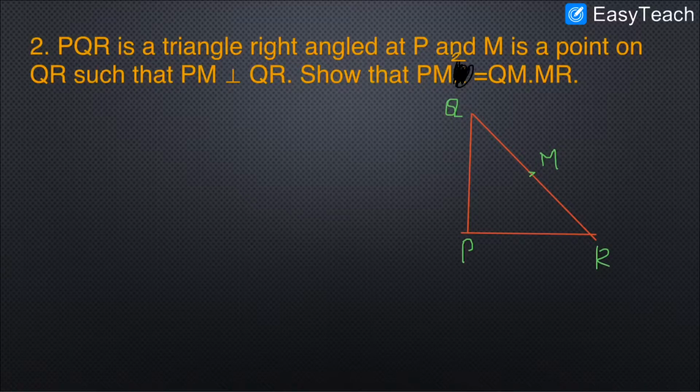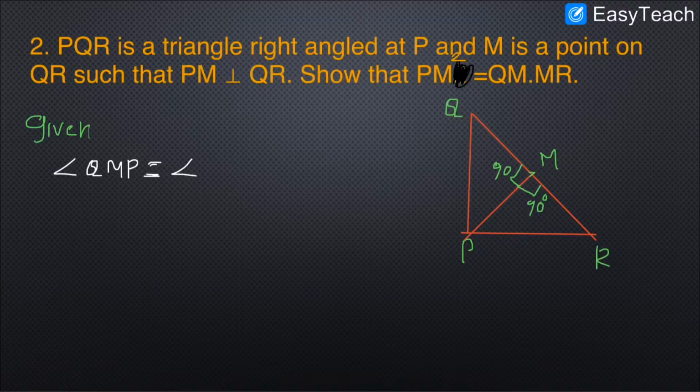So next step, I am going to join P and M. Now PM is a perpendicular line to QR. Since it is a perpendicular line, we know that this angle is 90 degrees. Let me mark this. This is 90 and this is also 90. Let me write these under the given. So angle QMP equal angle PMR. In both triangles M is the angle which is 90 degrees. So that's what I have written here.